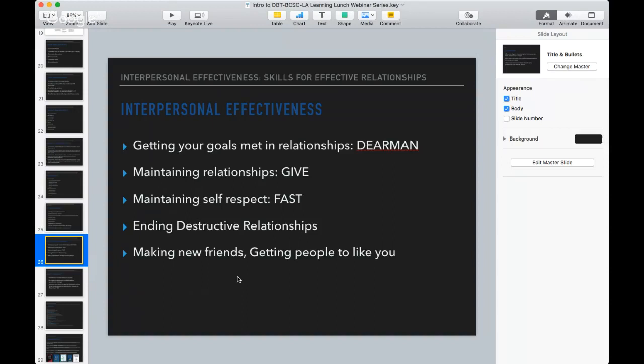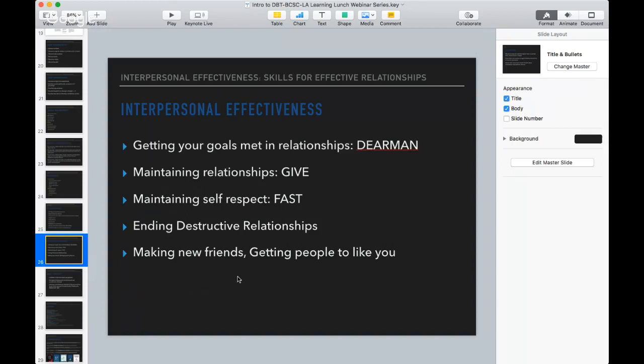How do you walk into your boss's office and ask for a raise? How does a kid ask for a later curfew or the iPhone that they wanted, or any of those things? The D stands for describing the situation. The E stands for expressing how you feel. A stands for asserting what you would like. The R stands for reinforcing, rewarding the other person for giving you what you want. So each of these letters stands for something.